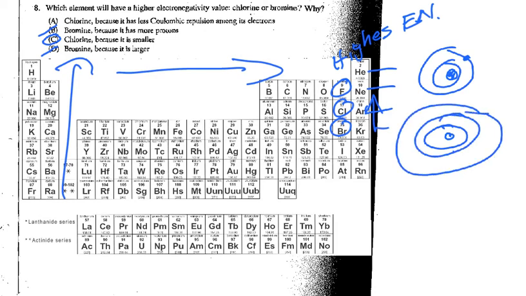Let's look at A. Chlorine because it has less Coulombic repulsion amongst its electrons. And that seems somewhat true too. In other words, there are more electrons in the core shells of bromine, but I think the distance is probably the greater impact here. So it's kind of a tough one. I'm not sure about that one.